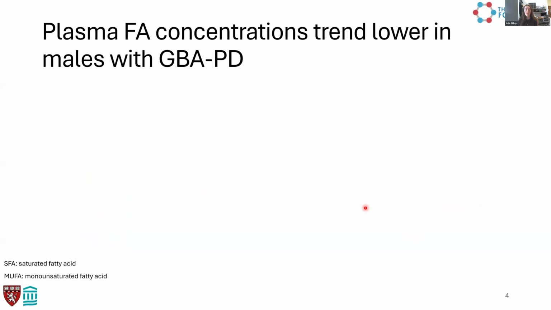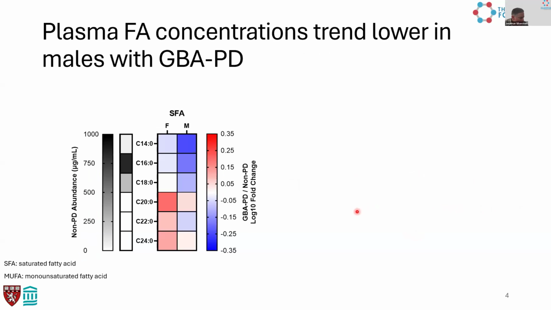What we found so far is that plasma fatty acid concentrations trend to be lower in males with GBA-PD. To orient you to these heat maps, what you're looking at here on the left is the fatty acid abundance of each of these fatty acids. This is calculated by the average fatty acid concentration for the non-PD individuals.